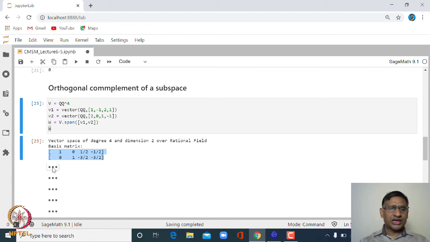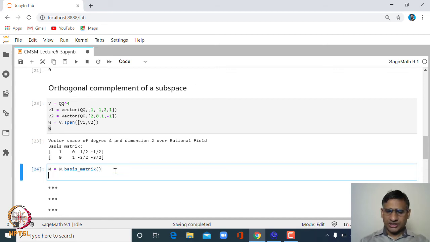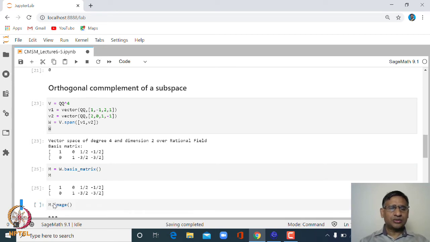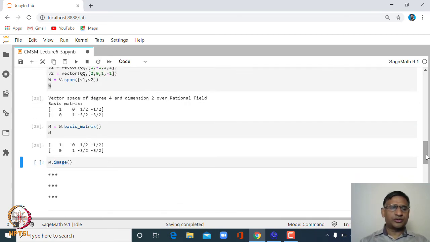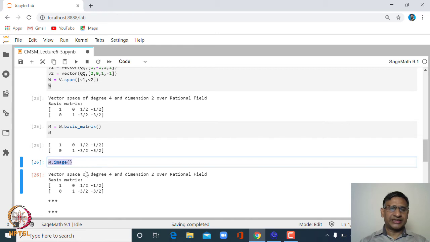So what you can do is define this basis as a matrix. So M is equal to W dot basis matrix. This will give you this matrix which you see here. Let me print what M is. This is the matrix. Now if you try to find out what the image of this matrix M is, this is a vector space of degree 4 and dimension 2 over the rational field with this basis. So you can see here that the linear span of V1 and V2, that is W here, is the same as the image of this basis matrix.